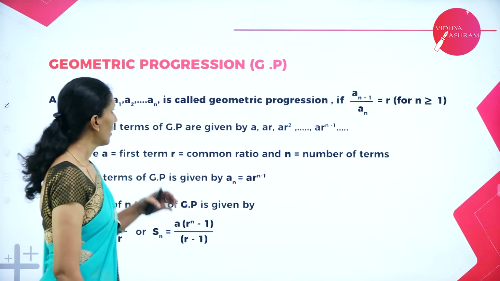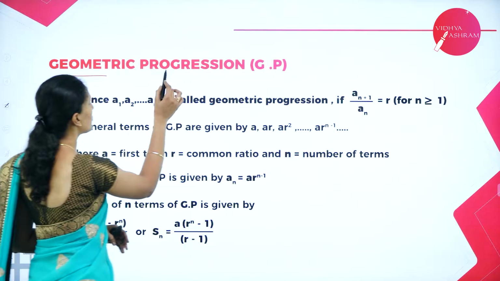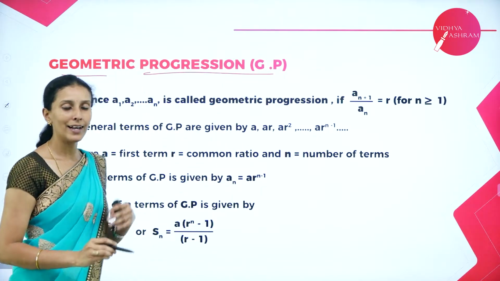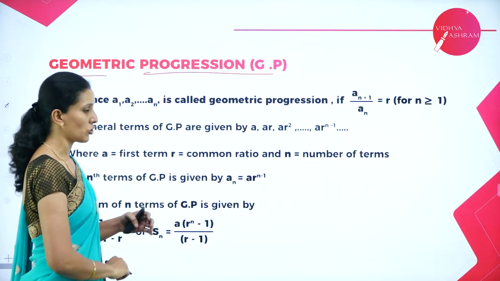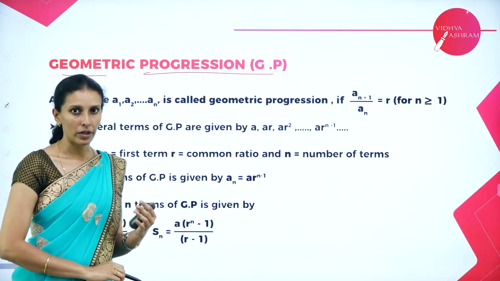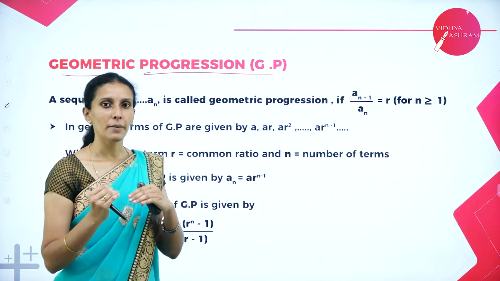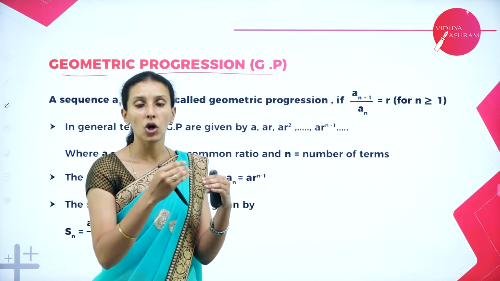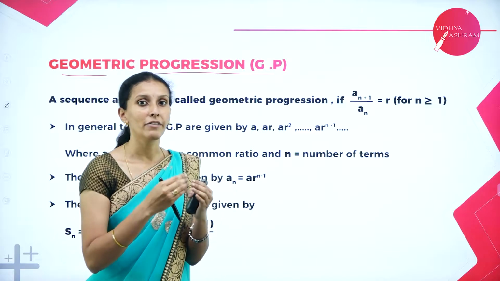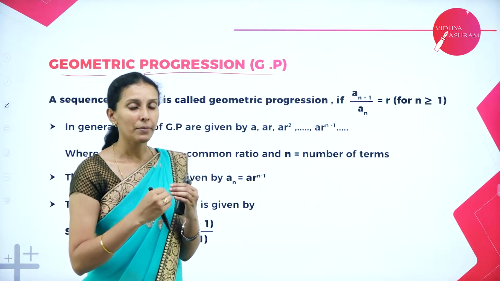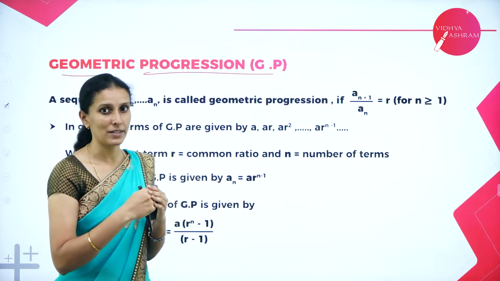Next, we are coming towards the geometric progression, also called geometric sequences. How are these sequences arranged? In arithmetic progression, the first term and the next term differ by a common difference. Here, the first term and the next term differ by a common ratio. That means you have some common multiple for it.